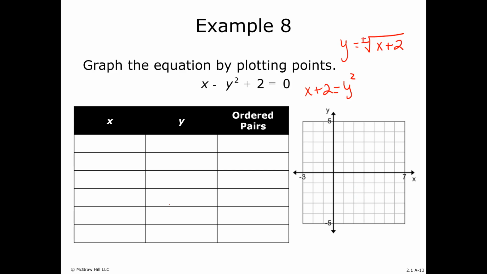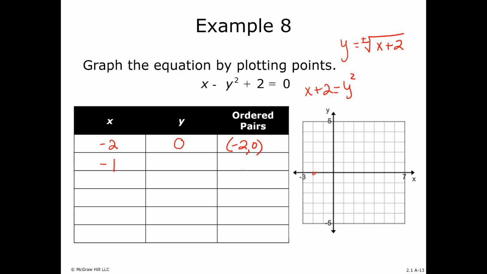If you try that, if you put in 0 for x, that's not going to be too fun. So let's try something different. Let's try -2 for x. We put in -2 for x, we're going to get the square root of 0. So y is going to be 0. -2, 0, which would be right here. And then if you try -1 for x, you're going to get the square root of 1.